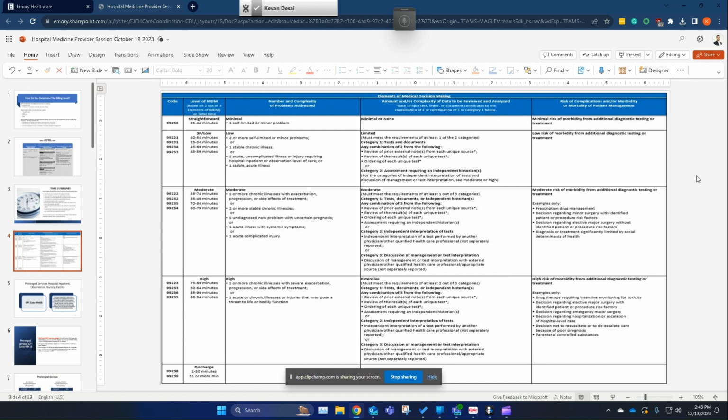So this is just for the completeness sake of the video, I just have this in here just so you can pause the video and look specifically again at what you need for MDM for each level. What I really wanted to show you though is if we are going to bill based on time, this card also has the time requirement.